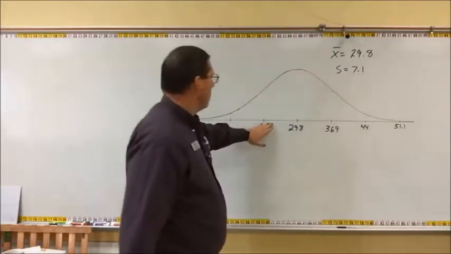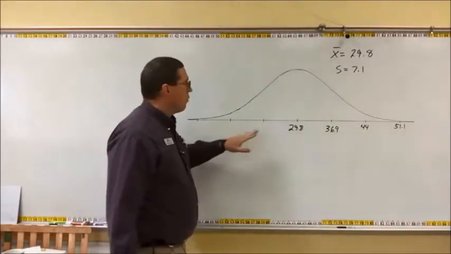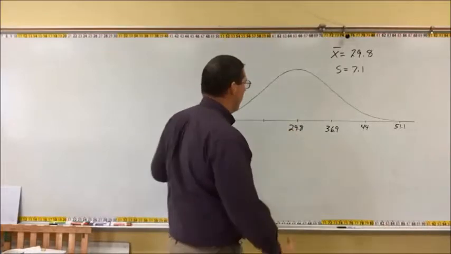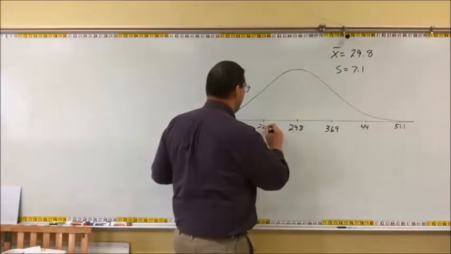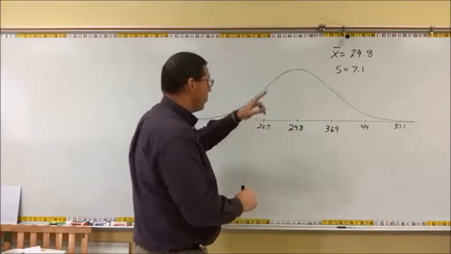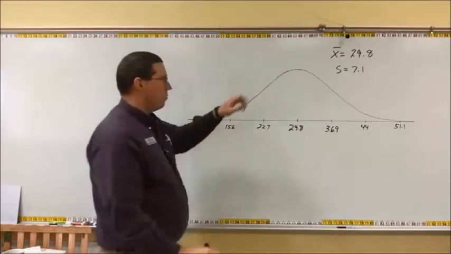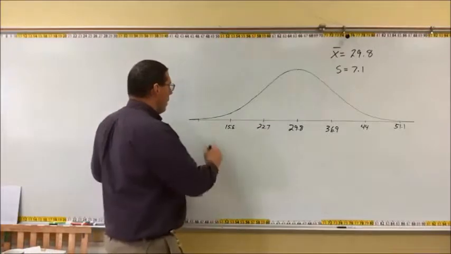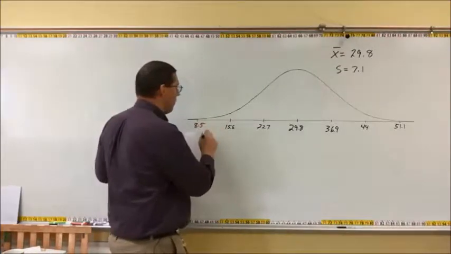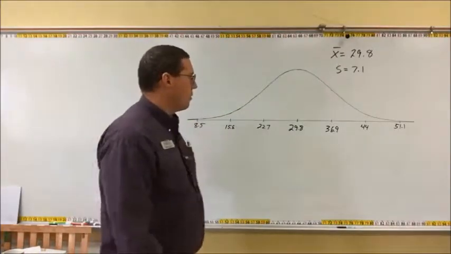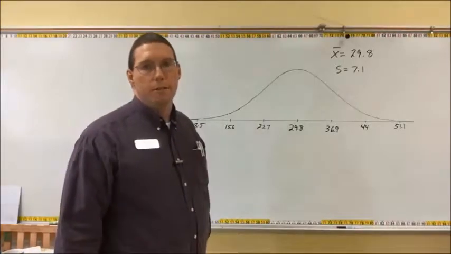Now we're going to go to the negative side, and if we subtract 7.1 from 29.8, we get 22.7, and then subtract 7.1 again, and we get 15.6, and then subtract 7.1 again, and we get 8.5. And so now what we have here is our normal distribution.